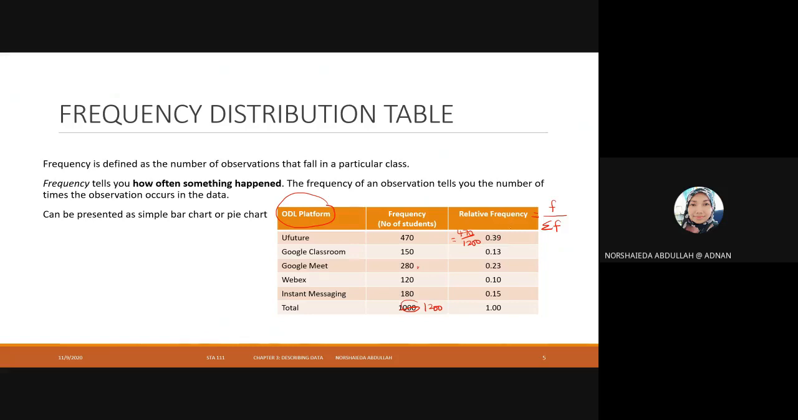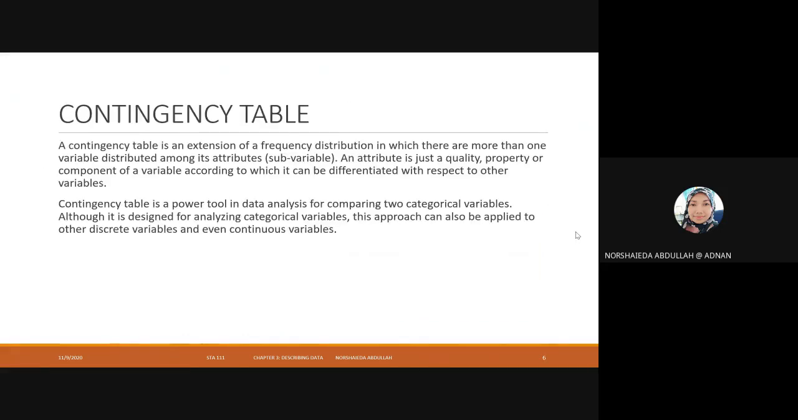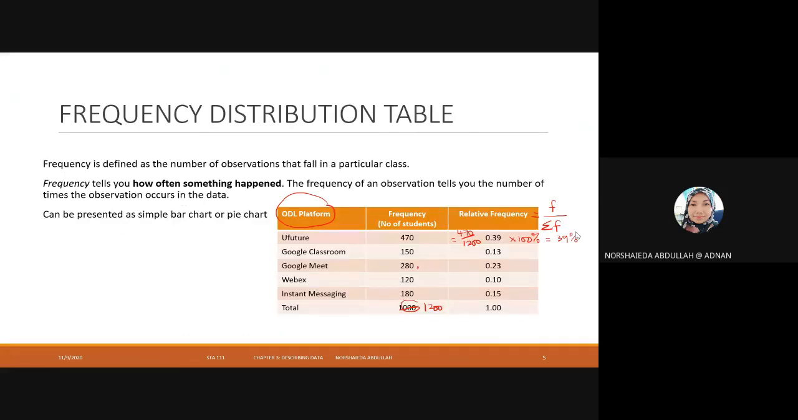From the relative frequency, we can convert it to a percentage by multiplying by 100%. So it becomes 39%. We can interpret that 39% of the students prefer UFuture for ODL. So that is the frequency distribution table. In a frequency distribution table, we just have one variable.